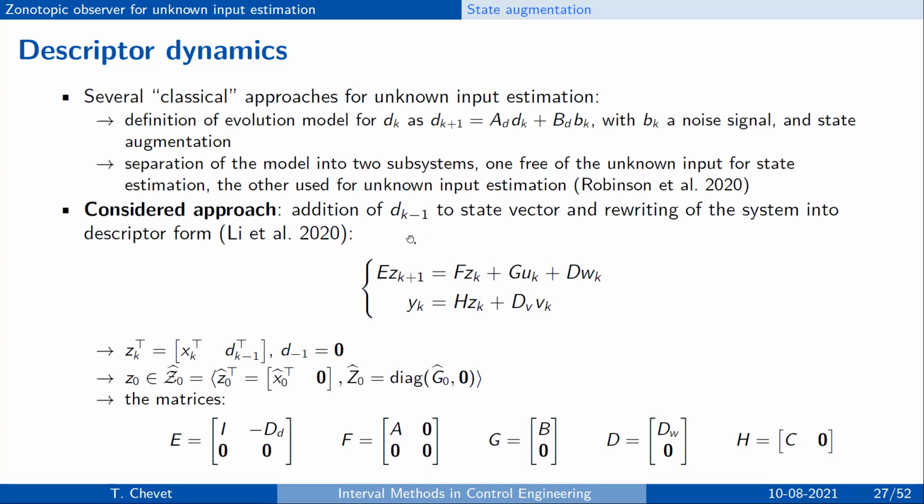It's to add the previous value of the unknown input to the state vector like this, so that our dynamics can be rewritten as descriptor dynamics. The matrix E is obtained just like this, and the other matrices are just the matrices of the state space version padded with zeros to get the right dimension. The only other modification we need is the modification of the initial zonotope containing the initial new state vector, by padding the center and the generator matrix with zeros.